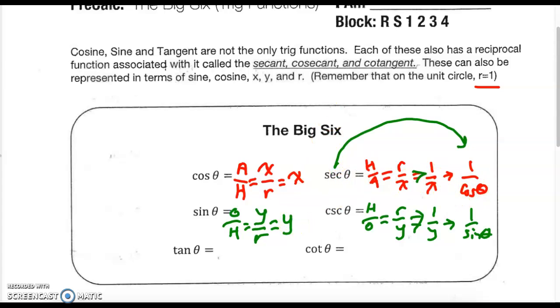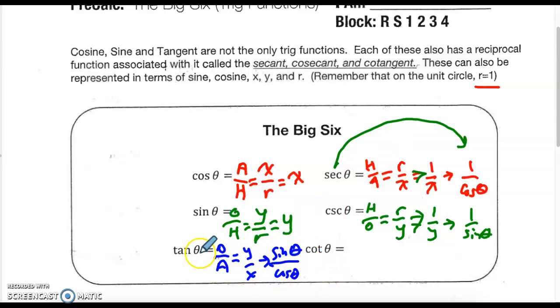And finally for tangent, there's a lot here. Tangent is opposite over adjacent, and we learned that that was going to then be y over x, which is the same as saying sine of theta over cosine of theta. There's no r in here because it'd be y over r and x over r, and the r's would cancel whether they were 1 or not.